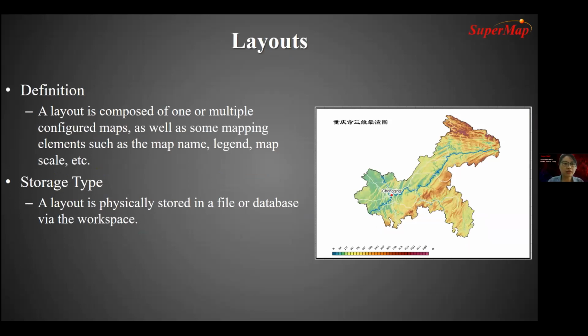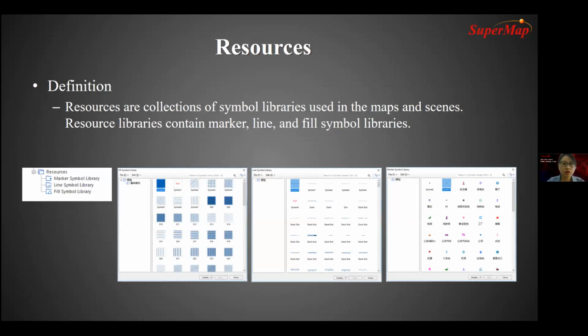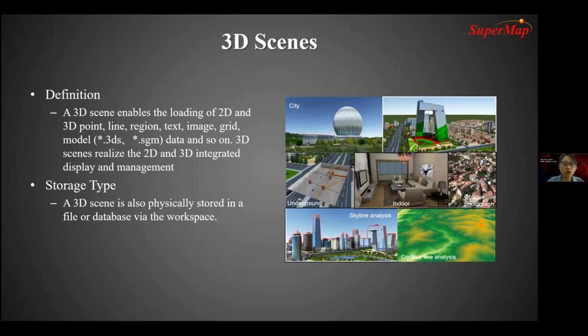And the layout. As you know, the layout is composed of one or multiple configured maps, as well as some mapping elements such as the title, the legend, the north arrow, or scales. And the resources often manage the marker, line, and fill symbol libraries. And you know that SuperMap also has the capabilities of 3D processing and 3D application. So SuperMap iDesktop also has 3D scene management capabilities.